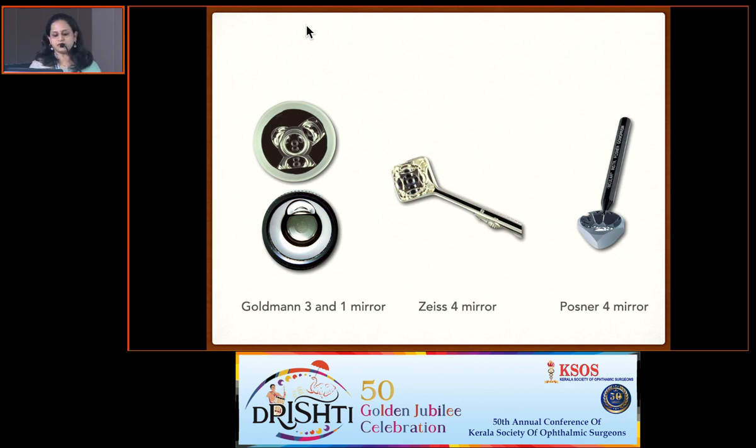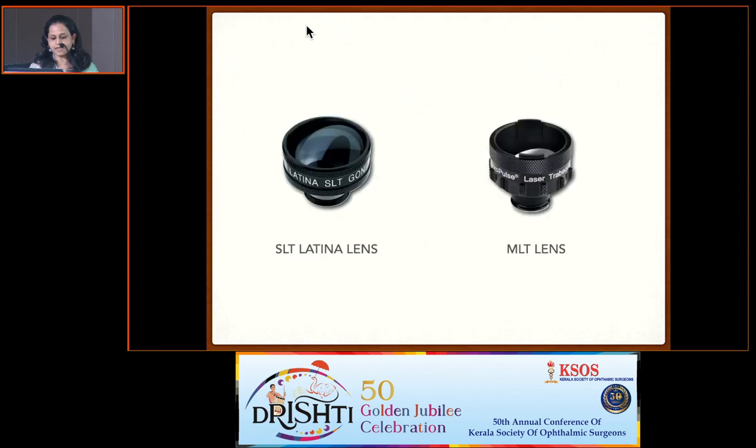So the question comes which mirror you can use for the video capturing. So you have the Goldmann 3-in-1 mirror, which is a non-indentation type, Zeiss and Posner mirror, which are the indentation types. But when you're taking a photo or video, it's always better to have the non-indentation one, which you use with the coupling gel. It will have more stability, so the videos will have good clarity. And if you have a trabeculoplasty lens, like SLT and MLT lens, these give a little more clarity.